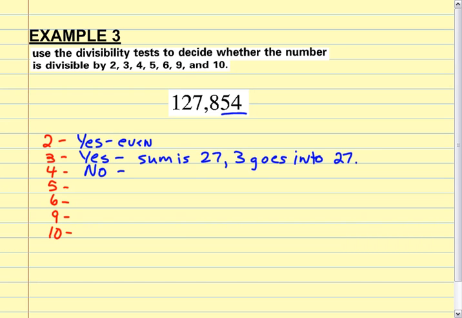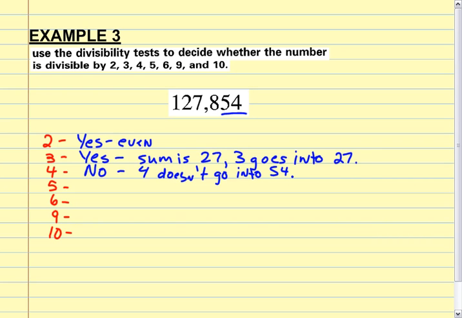Does 4 go into 54? It does not. It goes into 56. It goes into 52, but it doesn't go into 54. Okay? Thank you, Truman.